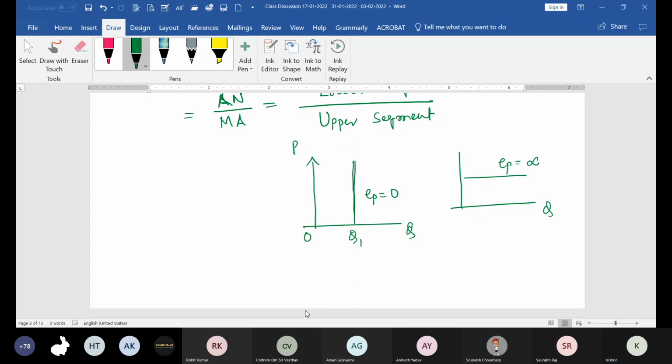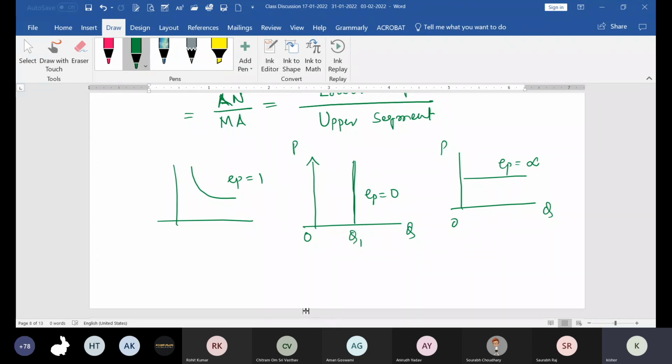Okay. For unitary elastic, it may be a line something like that. It's not very accurate, but close to 1. Okay. It is unitary elastic. In that way, you may get different information.